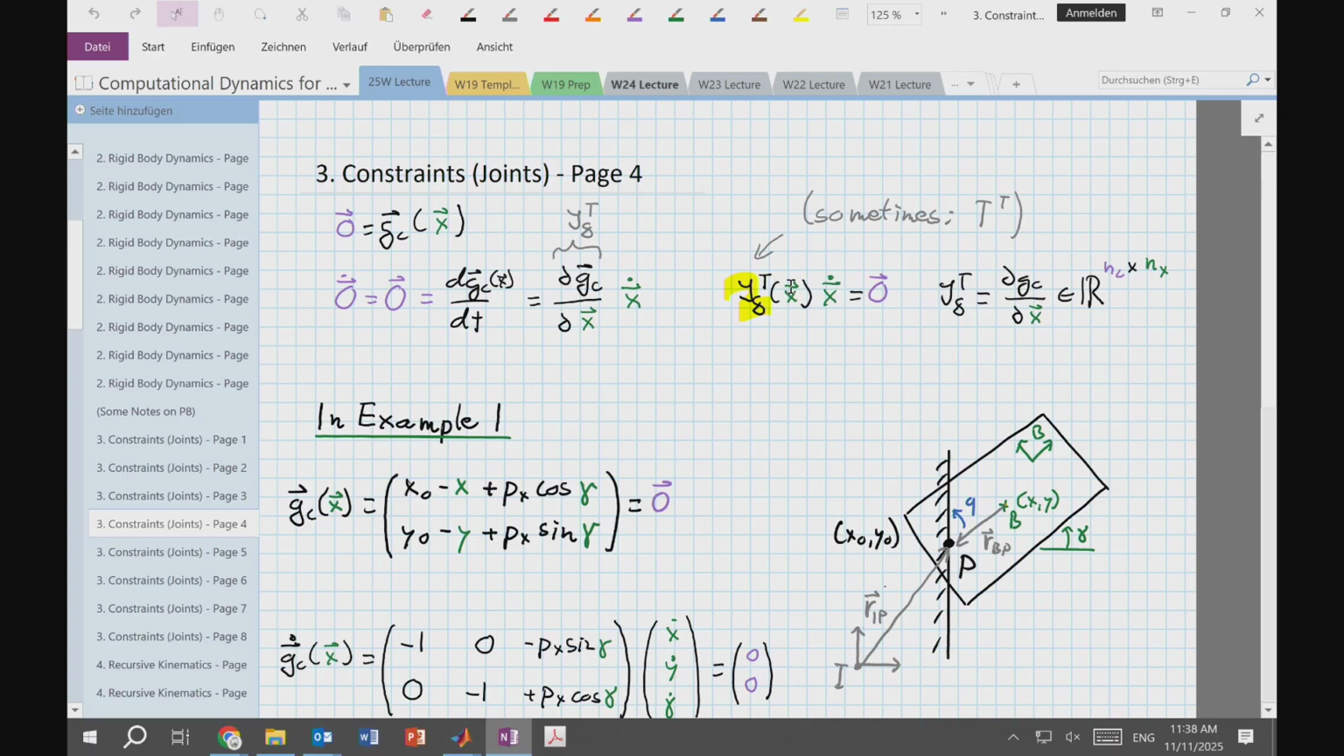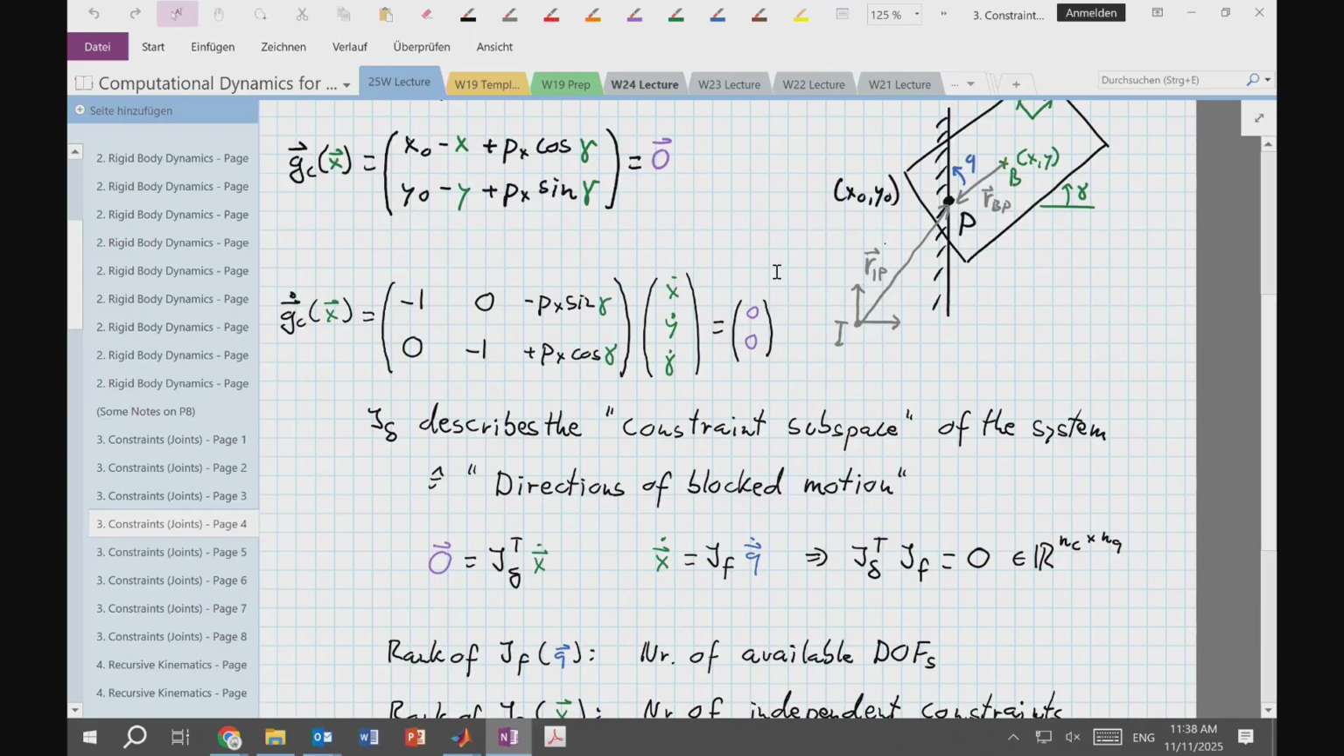The columns of JG are the directions in which we cannot move. And those directions are orthogonal to each other, right? The directions in which I move and the directions in which I cannot move are orthogonal, and I can represent this by taking the matrix product JG transpose times JF. Means every column of this is multiplied with every column of JF in the sense of a dot product, and all of them are 0, so they're all orthogonal to each other.